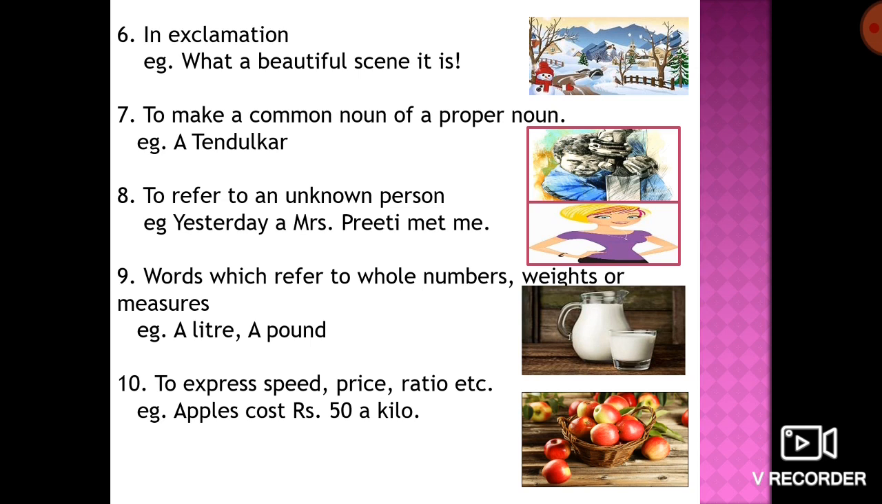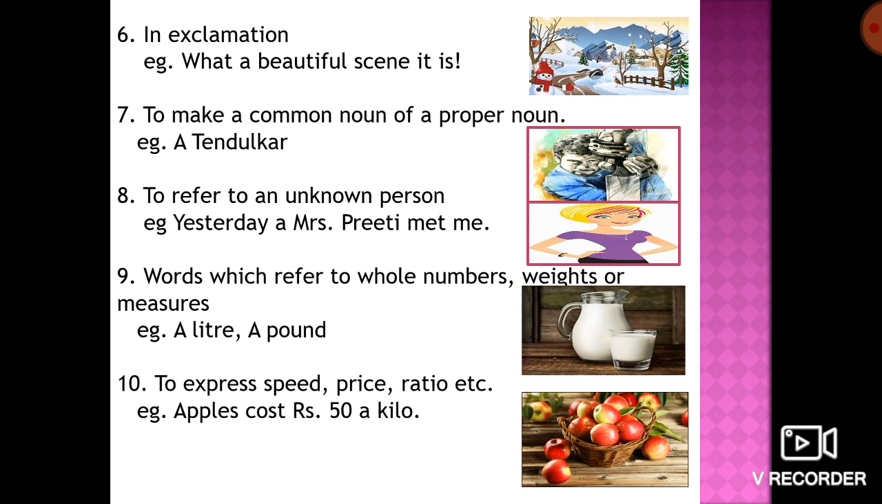Next is to refer to an unknown person. Whenever we are talking about a person whom we don't know, then we use a before his or her name. Like, yesterday a Mrs. Preeti met me. I don't know who Mrs. Preeti is. That's why I have used a.